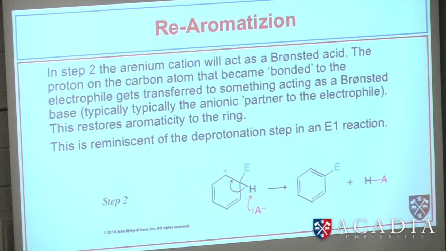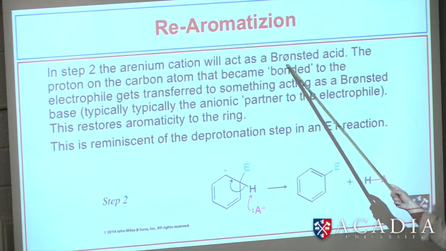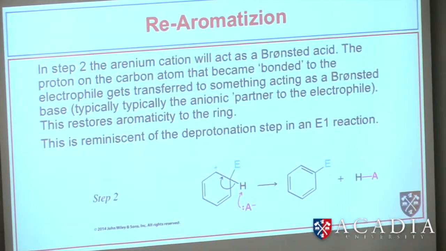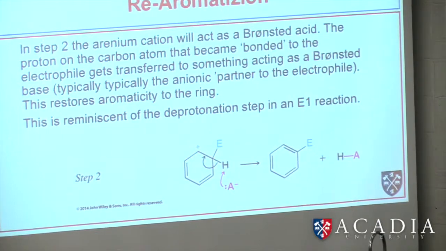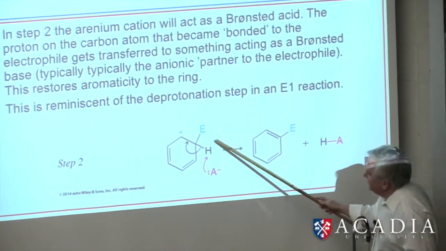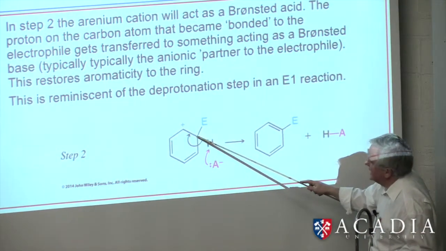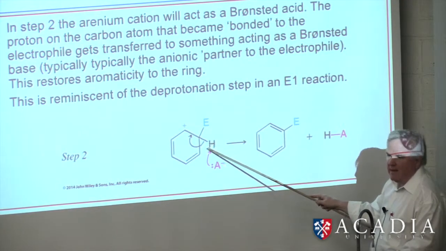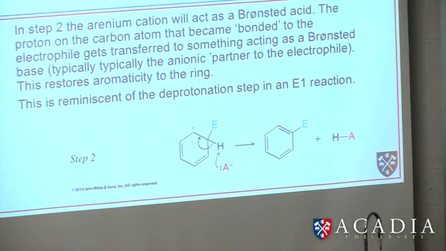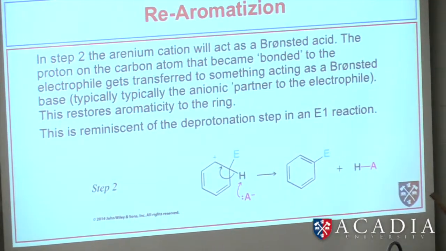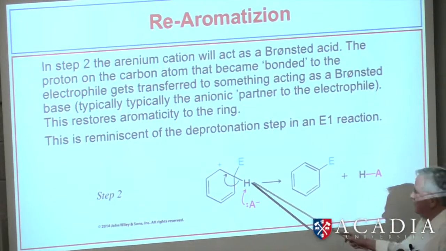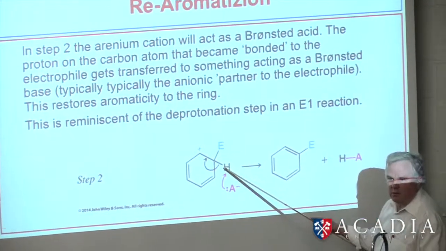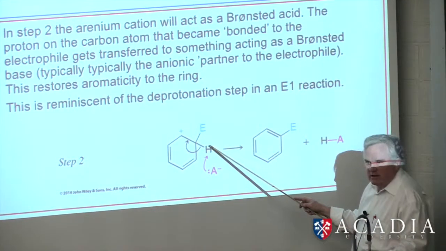In step 2, the rhenium cation acts as a Bronsted acid, and the proton on the carbon atom that became bonded to the electrophile, so that's the electrophile bonded to this carbon. It's bonded to 3 other carbons, but there's a proton left there. That proton is now quite acidic. It's very acidic. This thing really wants to give up its proton. So it's a strong acid.